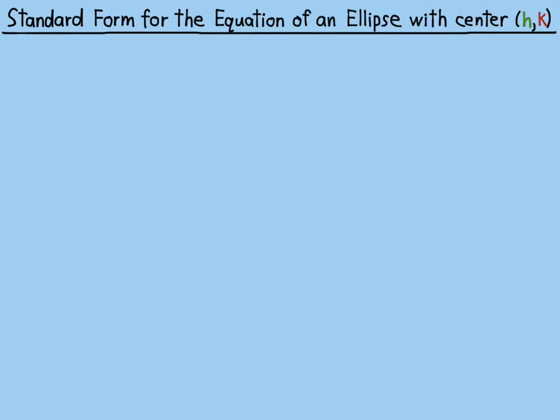Okay, so now we get to the standard form for the equation of an ellipse with center (h, k). I should make an aside here. The text does talk about this with the center (h, k). The actual problems in the assignments and on the tests all have center at the origin, (0, 0), just to make it a little bit easier.